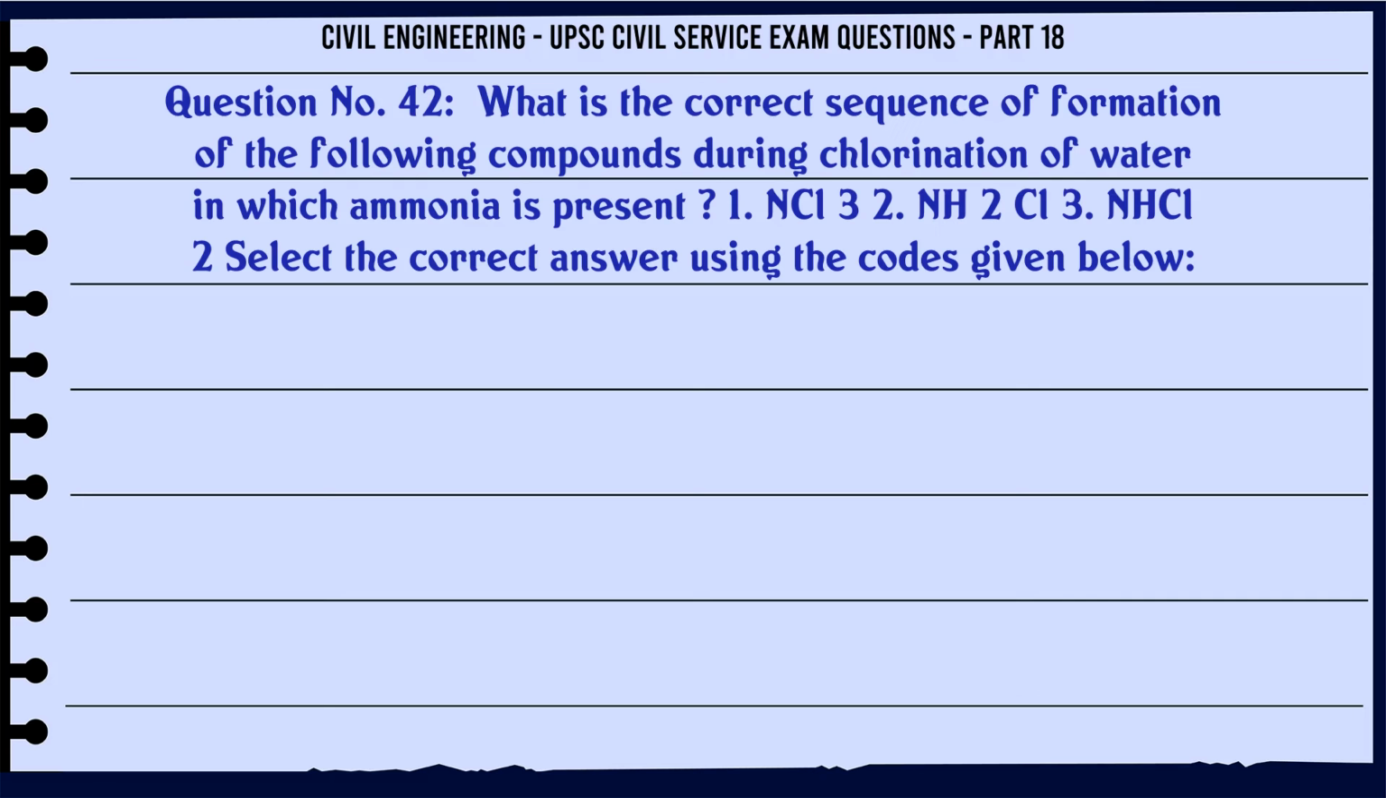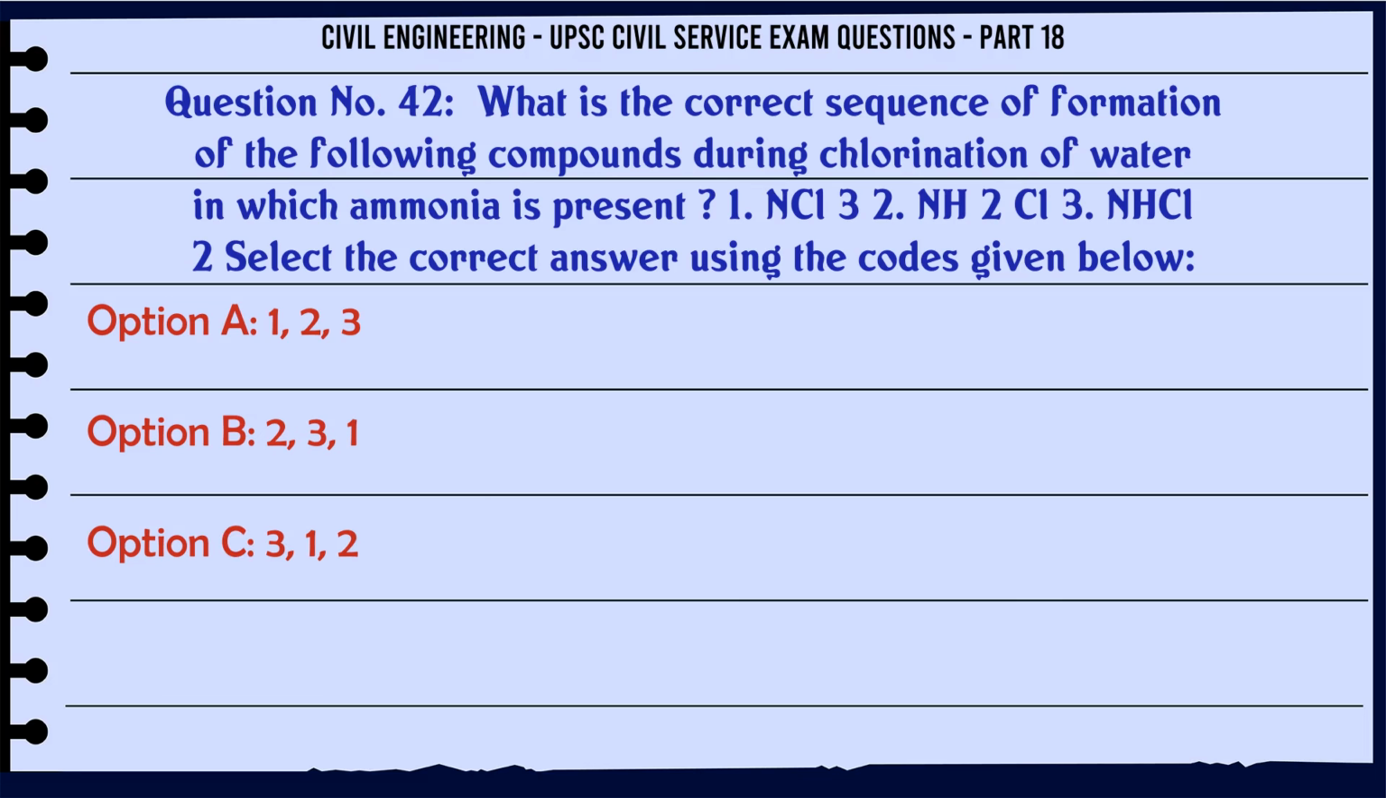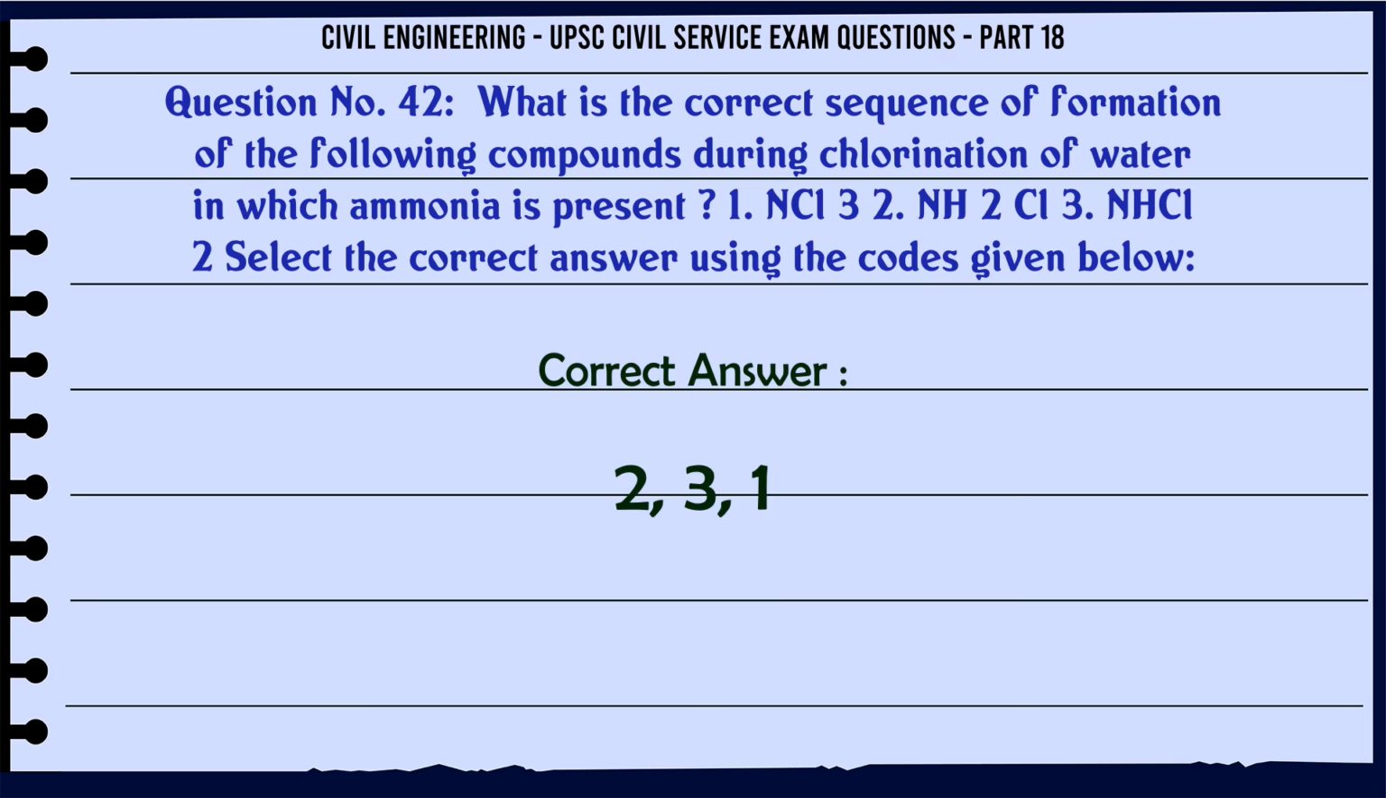What is the correct sequence of formation of the following compounds during chlorination of water in which ammonia is present? 1. NCl3, 2. NH2Cl, 3. NHCl2. Select the correct answer using the codes given below. A, 1, 2, 3. B, 2, 3, 1. C, 3, 1, 2. D, 2, 1, 3. The correct answer is 2, 3, 1.